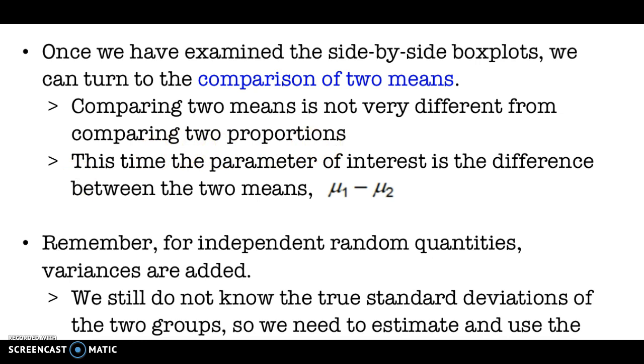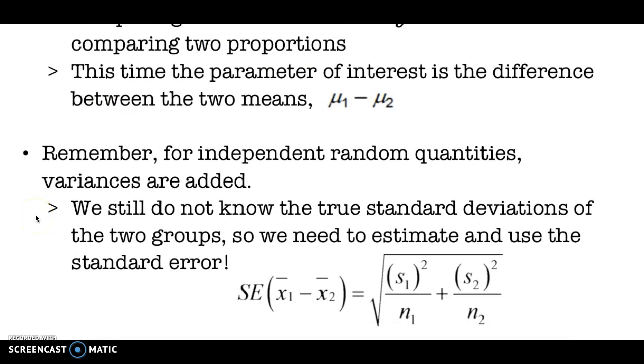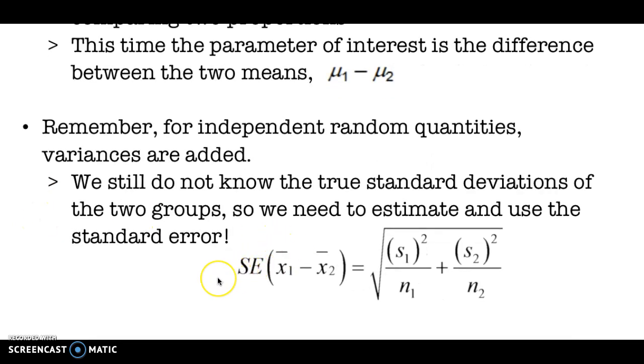All right, once we have examined the side-by-side box plots, we can turn to the comparison of two means. Comparing two means is not very different from comparing two proportions, like I said a moment ago. This time the parameter of interest is the difference between the two means, mu1 minus mu2, instead of p1 minus p2. So remember, for independent random quantities, variances are added. All right, so this was back whenever we were discussing probabilities and means and standard deviations in chapter 18, I believe, when the central limit theorem was introduced. Anytime you're looking at the variance or the standard deviation of differences, remember you add the squares of them together.